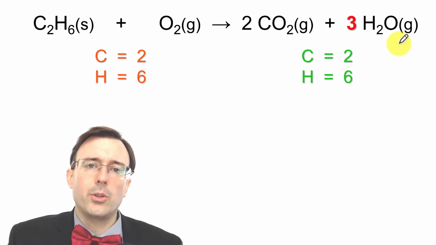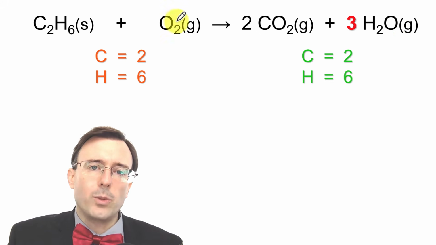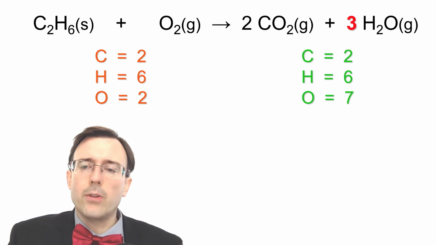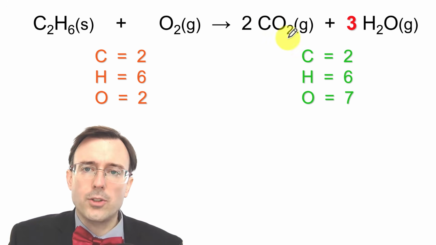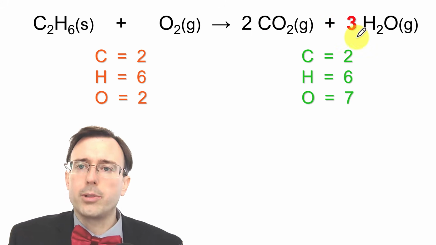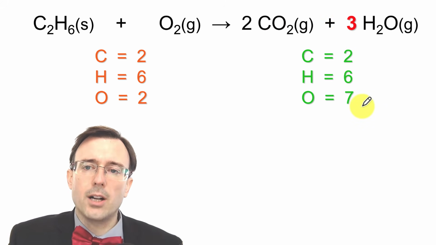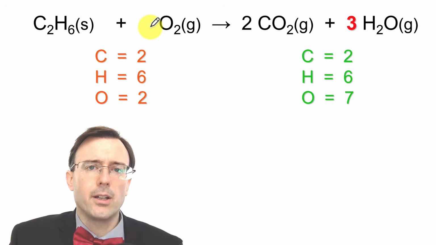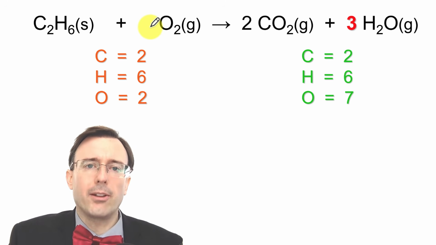Now, let's go ahead and do oxygen. On the left side, we see that we have only 2 oxygens there, but on the right side, look at all the oxygens we have. We have 2 times 2 or 4 oxygens here, and we have 3 oxygens here. And so that's going to be 4 plus 3, or a total of 7 oxygens on the right side. Now, what number can you put in front of this O2 in order to get 7 oxygens on the left side? Well, in this case, we cannot put any whole number here to balance the oxygen.